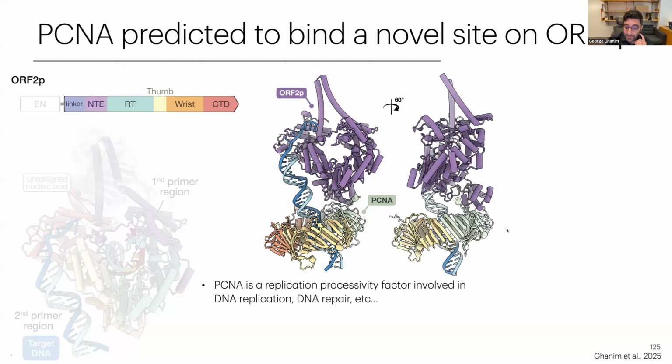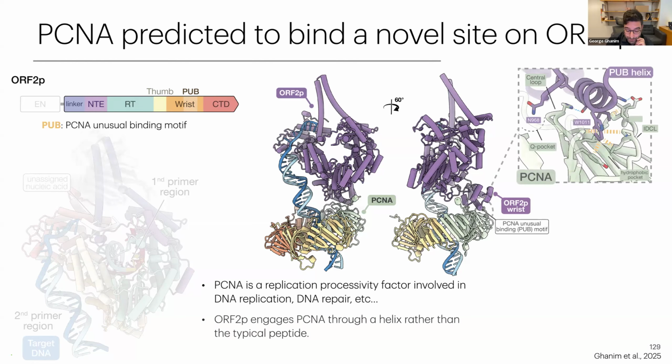And here's a rotated view, and we find that ORF2p or PCNA is binding a novel site on ORF2p, and it's occurring through this wrist domain of ORF2p. So we named this the PUB, PCNA unusual binding motif, PUB for short.